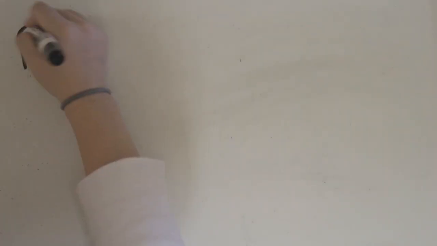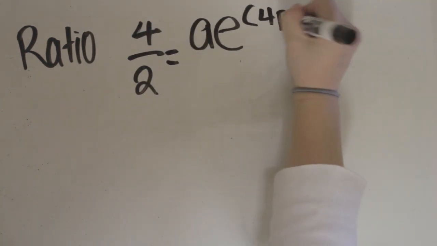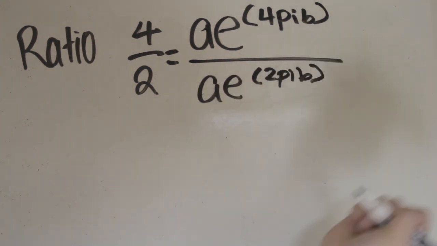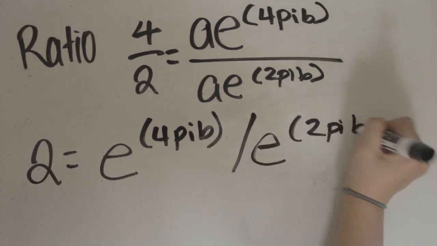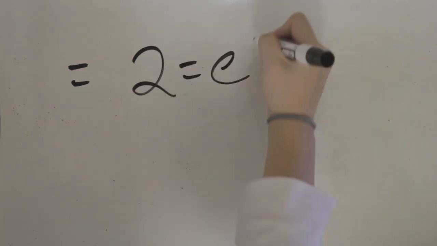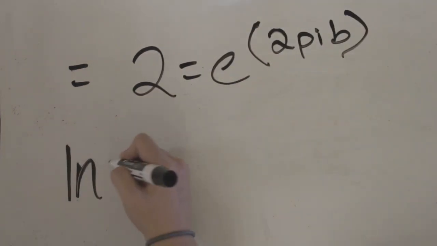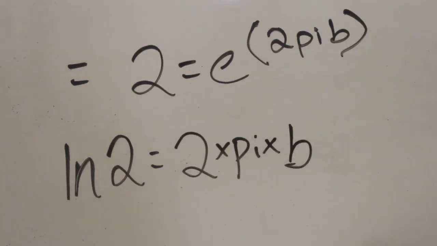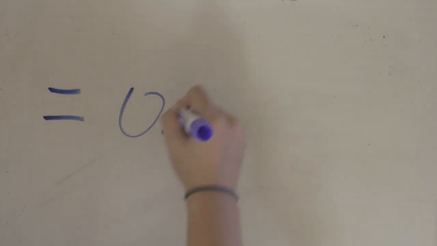The ratio would be 4 over 2 equals a times e to the 4 pi b over a times e to the 2 pi b. Then you solve. 2 equals e to the 4 pi b over e to the 2 pi b, which gives you 2 equals e to the 2 pi b. Using the log rules we've learned, the next step would be natural log 2 equals 2 pi b. Then you divide both sides by 2 pi, which gives you about 0.1103.